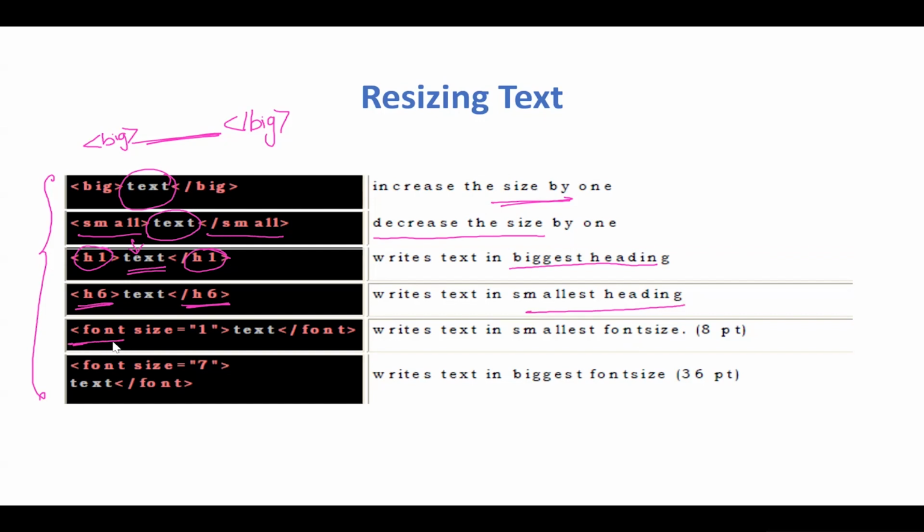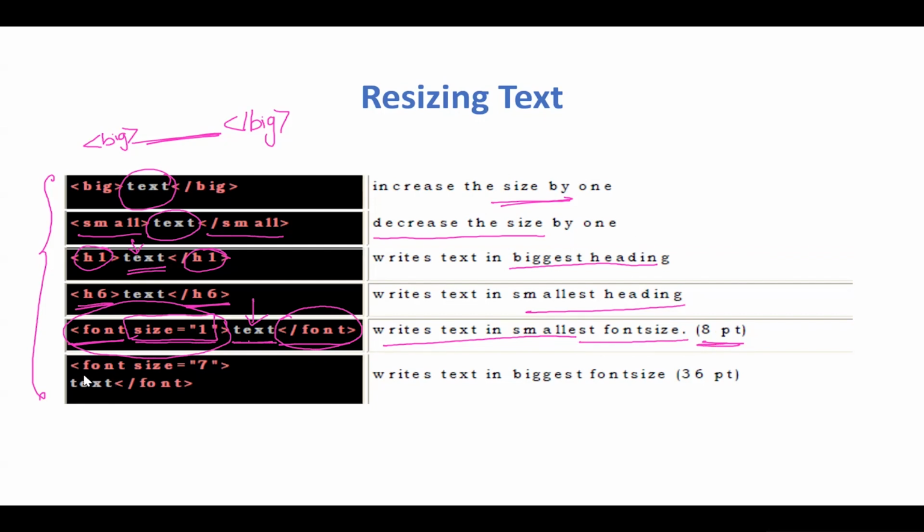Next, you can also use the tag font. Within font, there are n number of possibilities which you can do. One example given here is font size equals 1, text, close font. This is the command and this is the tag. In between we have the text which needs to be changed. The size of that should be changed to 1. So when I do this, it writes the text in the smallest font size. That is your 8 points. 8 points is the smallest possible in HTML.